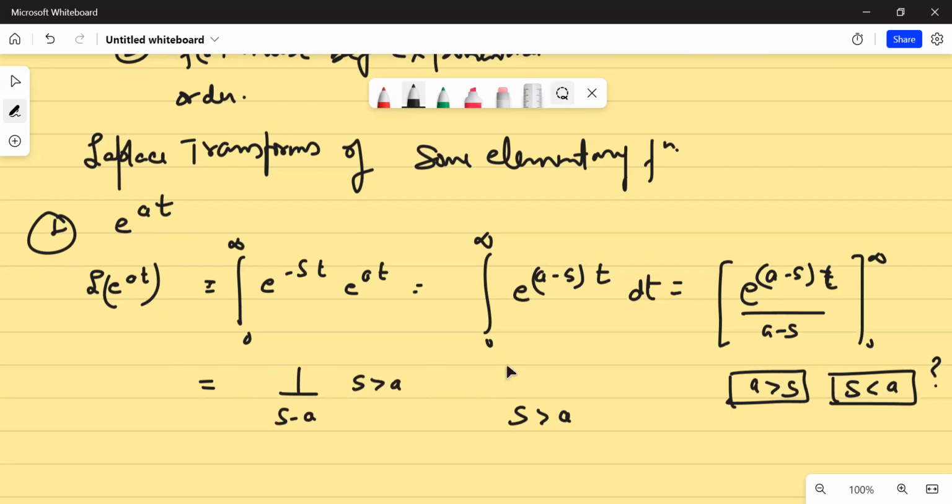Always remember this particular thing, usually children forget. Don't forget the condition for the existence of the Laplace transform. And it is very easy to see. It is no big science. You can just integrate it and you will be able to find it. Is that clear?